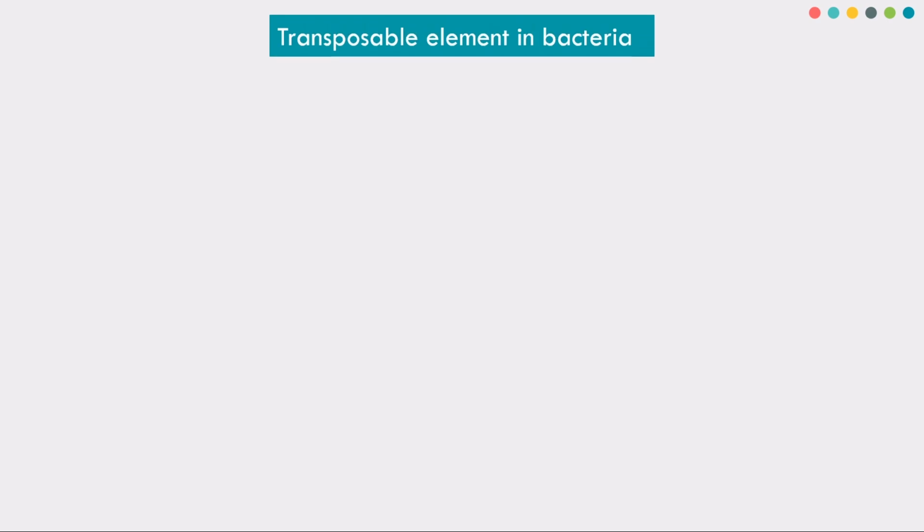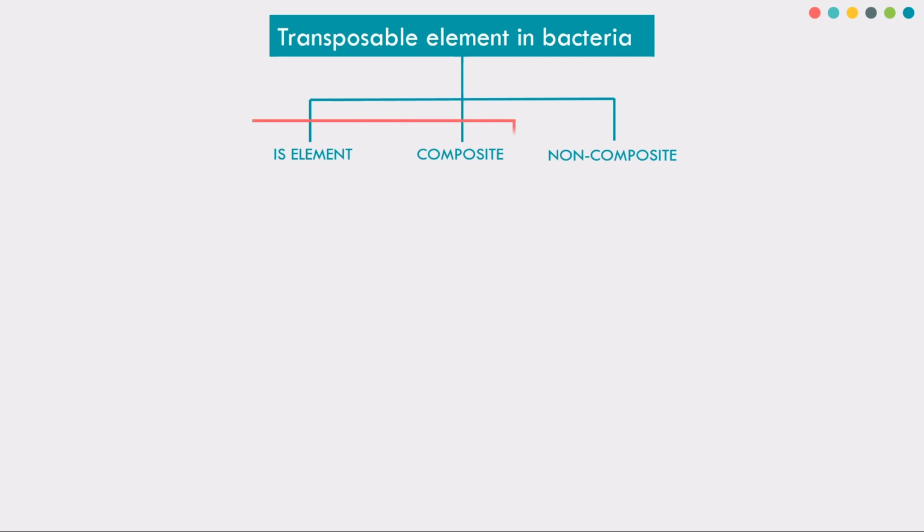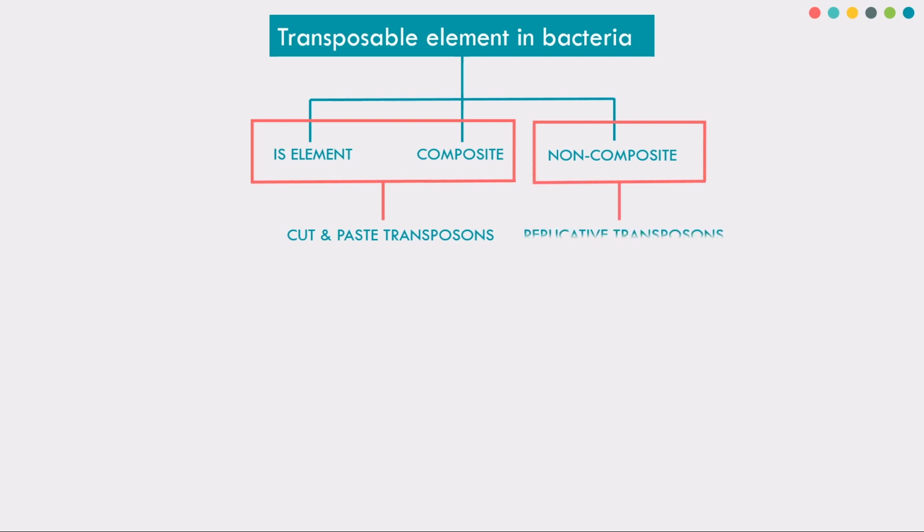Transposable elements in bacteria. There are three types of transposable element in bacteria. These are the IS element, the composite element, and the non-composite element. The IS and composite elements are cut and paste transposons. However, the non-composite elements are replicative transposons. These are the cases we described in the previous slide.